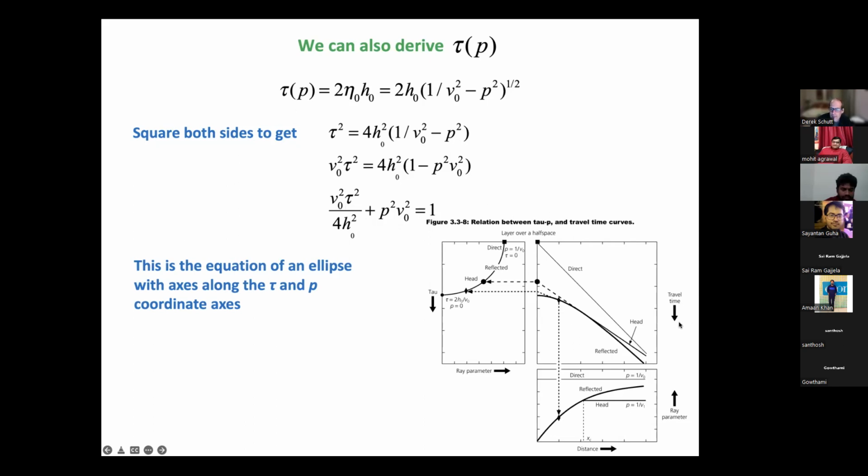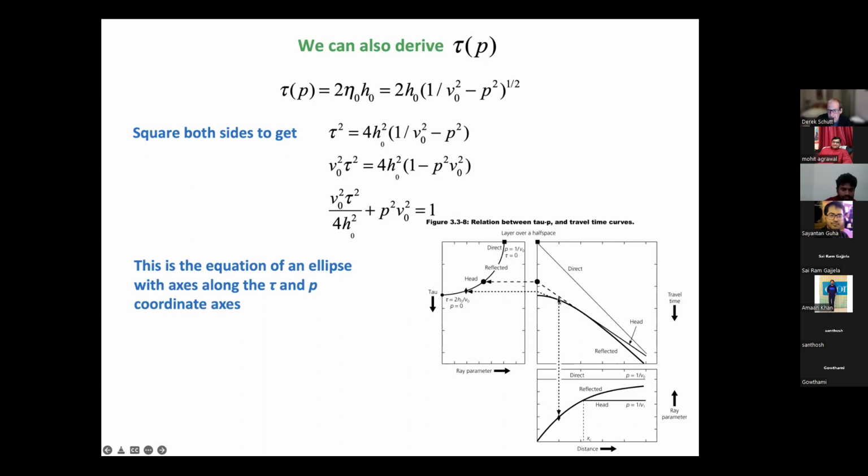So we can take our travel time versus distance plot. So here's the distance, here's the travel time, and we can also calculate a tau versus ray parameter plot. And we can also calculate ray parameter versus distance. So for this reflected wave here, at any given point, the slope here is going to give the ray parameter. So that'll show up here. And the intercept will give tau, and that'll show up here. And the x value is the ray parameter. This here tells us that the ray parameter tau relationship will be an ellipse.